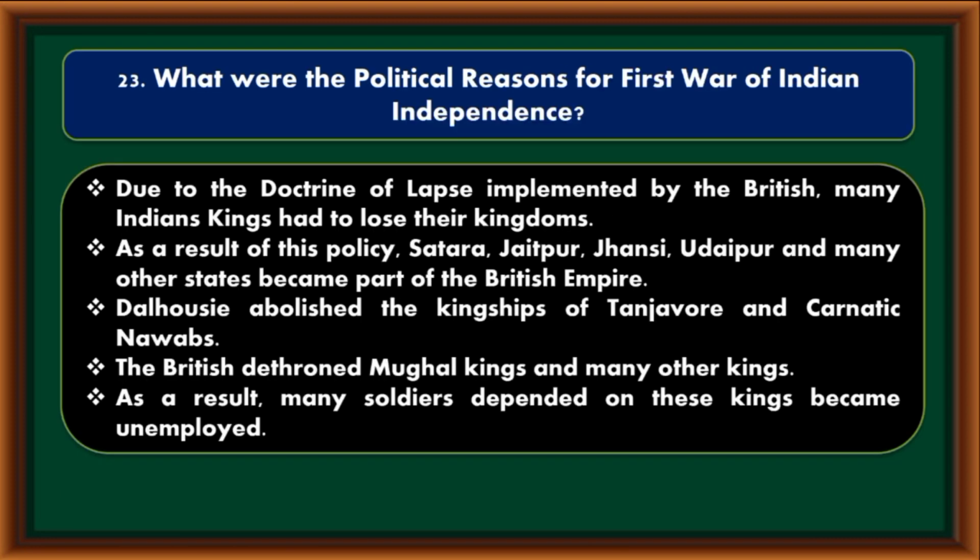What were the political reasons for the First War of Indian Independence? Due to the doctrine of lapse implemented by the British, many Indian kings had to lose their kingdoms. As a result of this policy, Satara, Jaipur, Jhansi, Udaipur and many other states became part of the British Empire. Dalhousie abolished the kingship of Tanjavur and the Carnatic Nawabs. The British dethroned Mughal kings and many other kings. As a result, many soldiers dependent on these kings became unemployed.